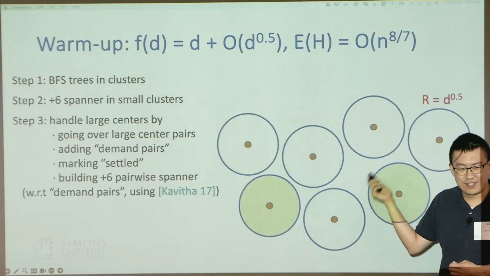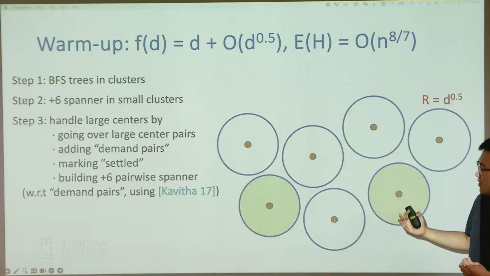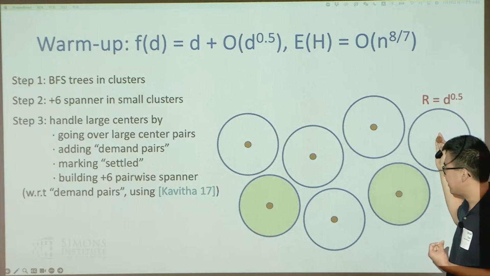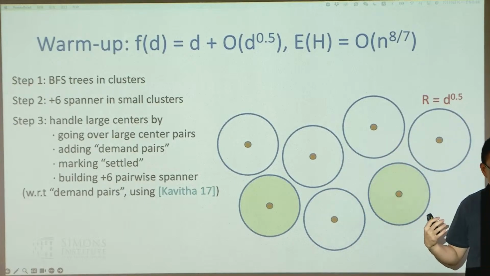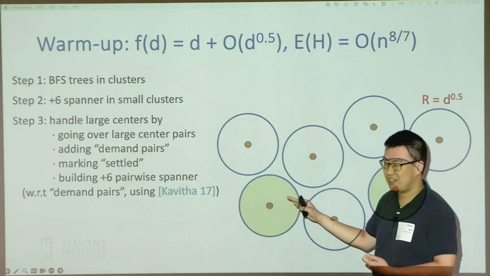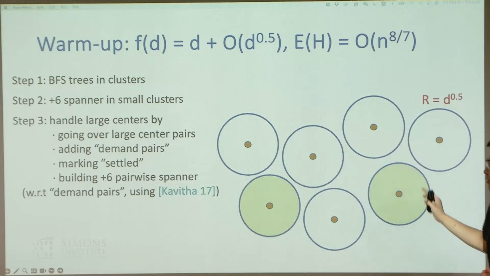Looking at the roadmap again, what we have done: we have made simplifying assumptions saying the graph consists of disjoint clusters, and every pair of vertices that we want to consider passes through a certain number of clusters. With this assumption, the first step is to build BFS inside these clusters. Second step, build +6 spanners in each of the small clusters. Third step, handle large clusters by considering all center pairs and giving them demands, so that later each cluster, together with all the demands it collects, builds a pairwise +6 spanner in it. This is the whole algorithm.